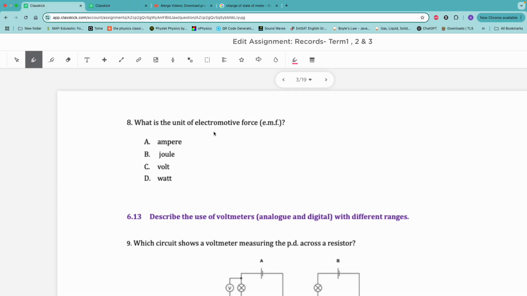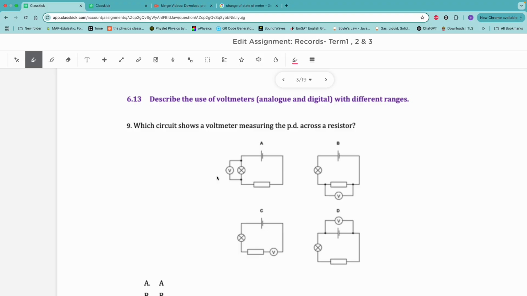What is the unit of electromotive force? Electromotive force, it's not a force. Please, don't forget this. EMF, it's voltage or potential difference across the two sides of the battery. That's why it's not measured by newton. It's not measured by joules, it is measured by volts.